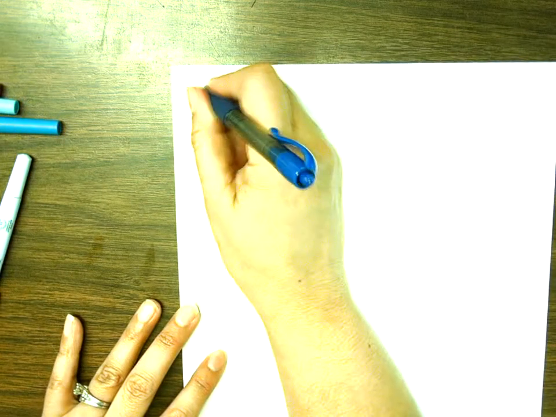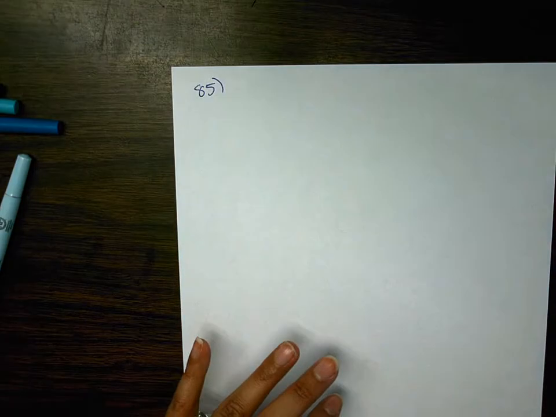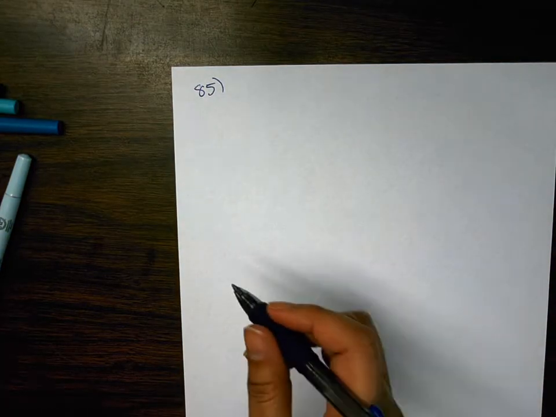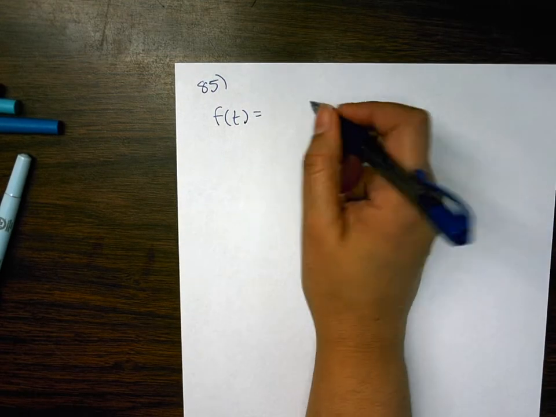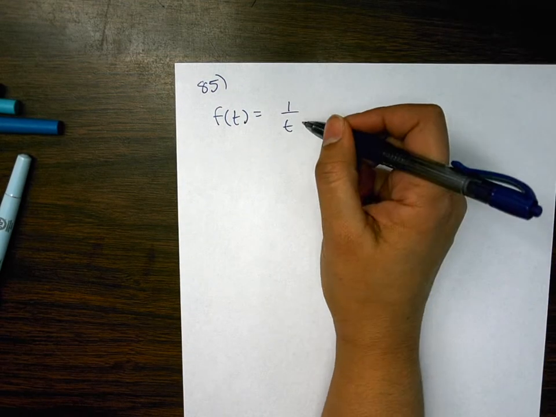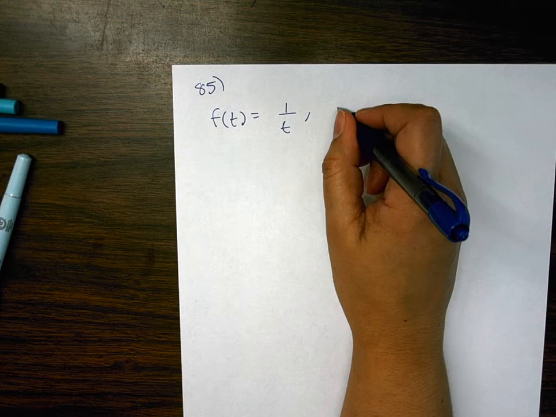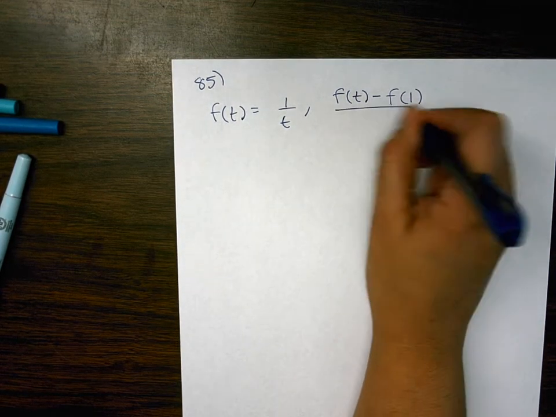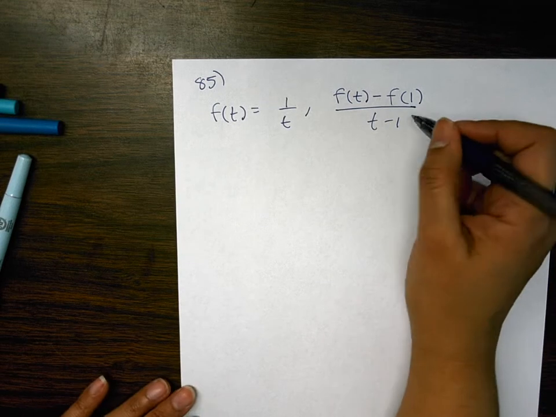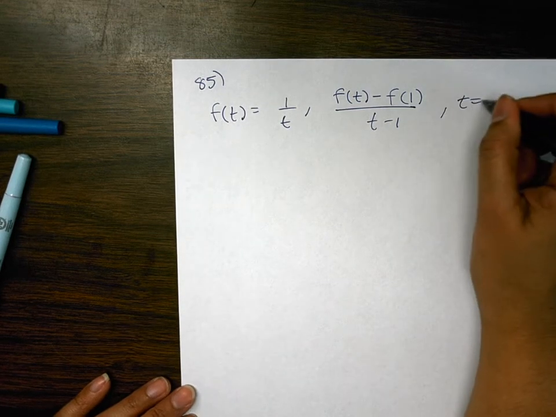Let's do 85. Okay, what is 85? Is that the fraction one? It looks complicated because of the fraction, but it actually ends up being a pretty simple one in the long run. f of t minus f of 1 all over t minus 1 such that t does not equal 1. Okay.